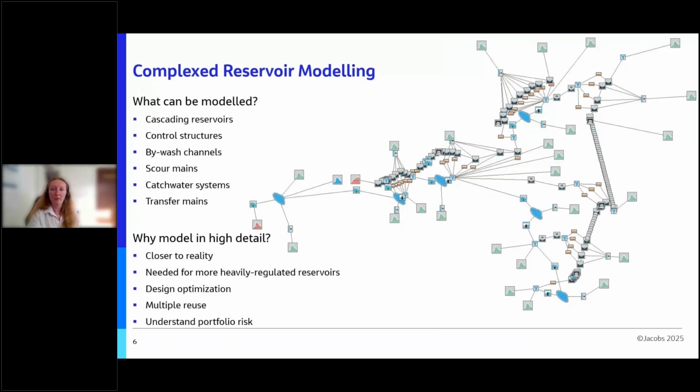So we use complex reservoir modelling where we have multiple reservoirs in cascade and where we have significant open channel structures, as you can see on the slide. So why model in high detail? Firstly, we need more confidence in the results on dams that are high risk. Where the dam has geotechnical issues, it's more heavily regulated and needs better precision from flood study outputs.